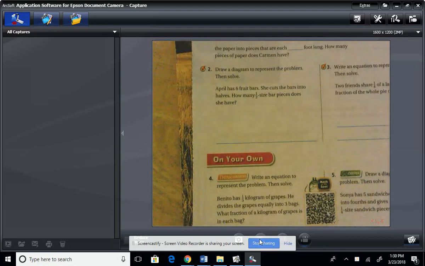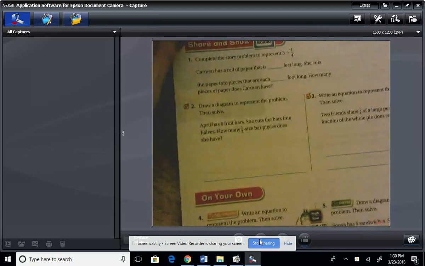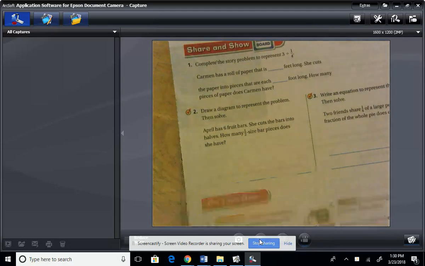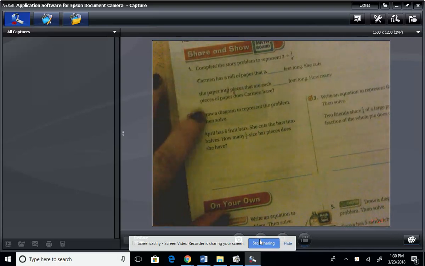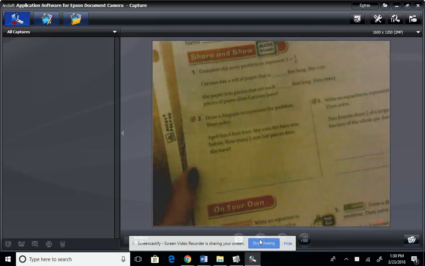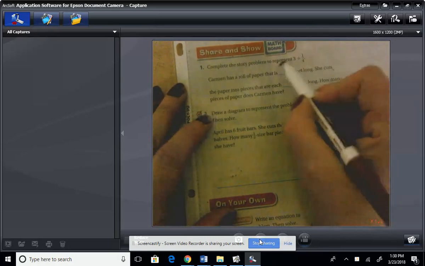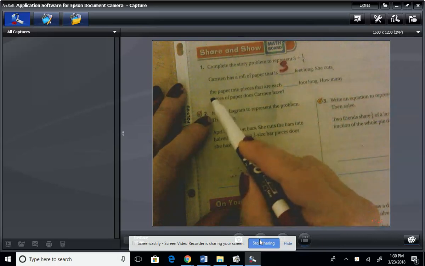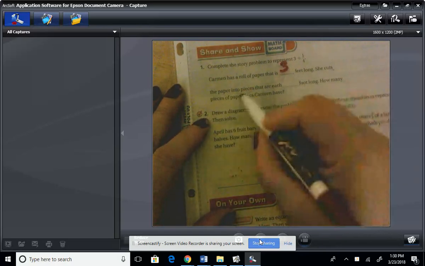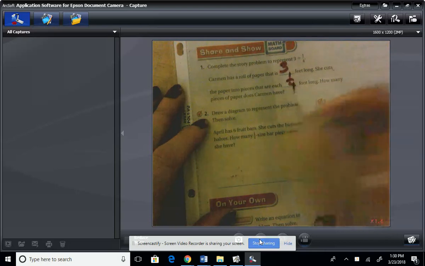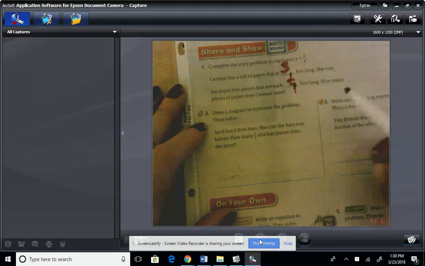Here it says, complete the story problem to represent 3 divided by 1/4. Carmen has a roll of paper that is how many feet long? Well, it's 3 feet long. She cuts it into pieces that are 1/4. How many pieces does she have?